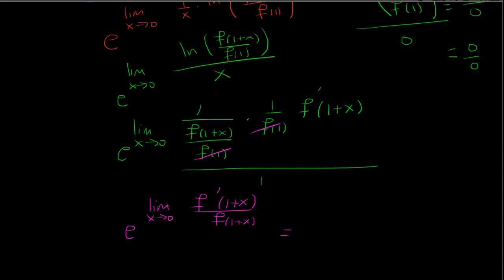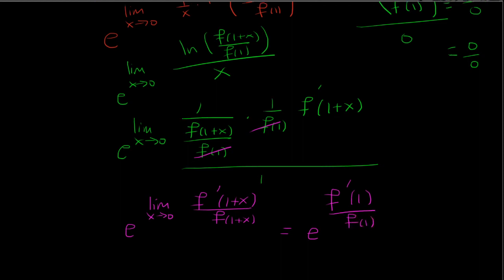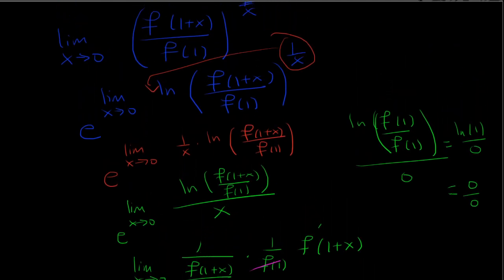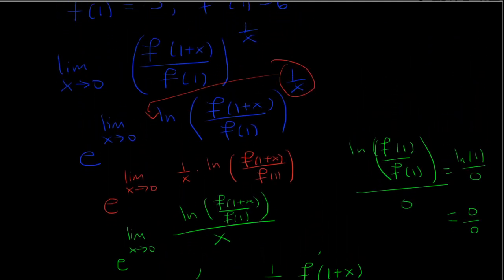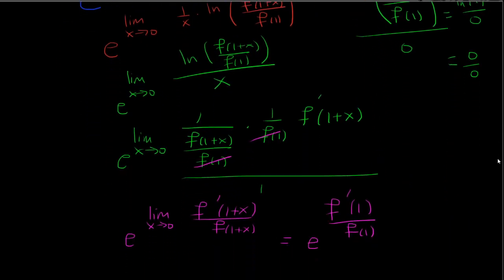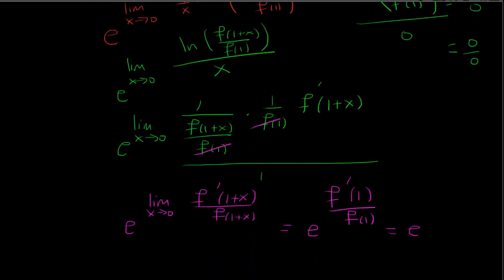I'm going to plug in x equals 0, and I'm going to get f prime of 1 over f of 1. And if we go back to the top, we said f of 1 is 3, f prime of 1 is 6. So that would just be e to the 6 over 3, and our final limit is e squared.